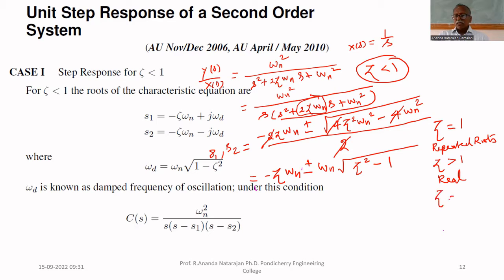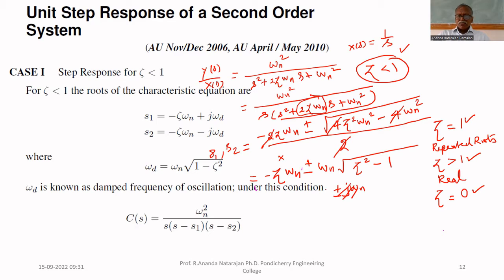If zeta equals 0, what will you get? The first part becomes 0, the second part is always negative, and the square root of minus 1 is j. Therefore, you will get plus or minus j omega n, only the imaginary part. How the responses will be for zeta equal to 1, zeta greater than 1, and zeta equal to 0, we will see later. Similarly, for zeta less than 1, you will get a different response. Now we are going to see only zeta less than 1. The other three we'll see later.